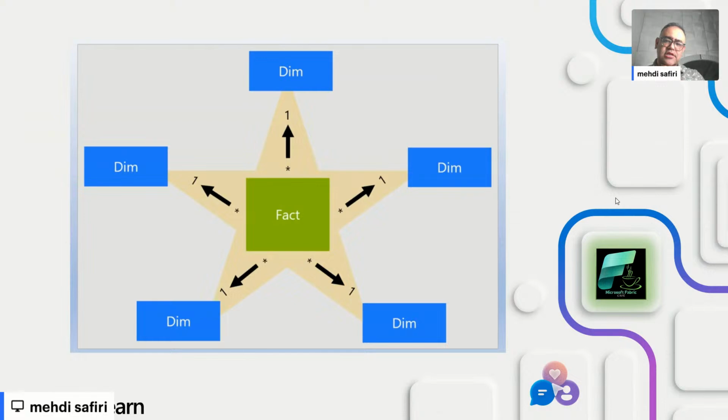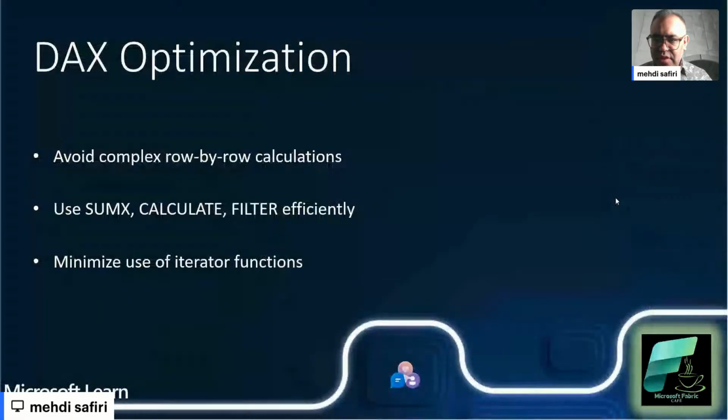You can see a star schema here. As you may know, there's a fact table in the middle, surrounded by dimensions, and the relationship between them is many to one, and the direction is from the dimensions to the fact table, and there is no bidirectional relationship between them. And here it is. It's as simple as you can see.